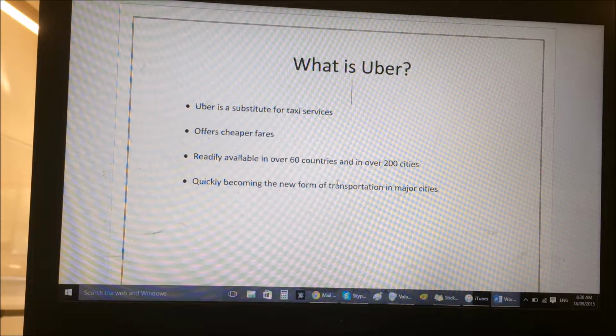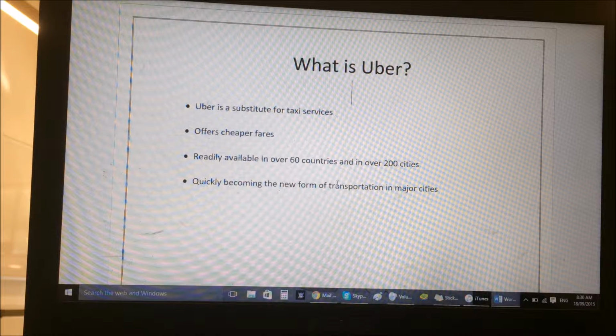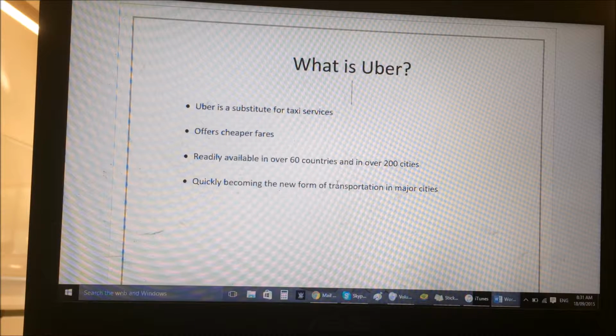Uber as a business started in 2009 and has spread to over 60 countries around the world, and in those countries over 200 major cities. The main focus of Uber is providing cheap ride sharing as opposed to taxi services, where people sign up to act as drivers and then pick up customers and take them to their destinations. They do this via an app for iPhones and Android devices, allowing easy access to customers from the drivers and to the drivers from the customers.